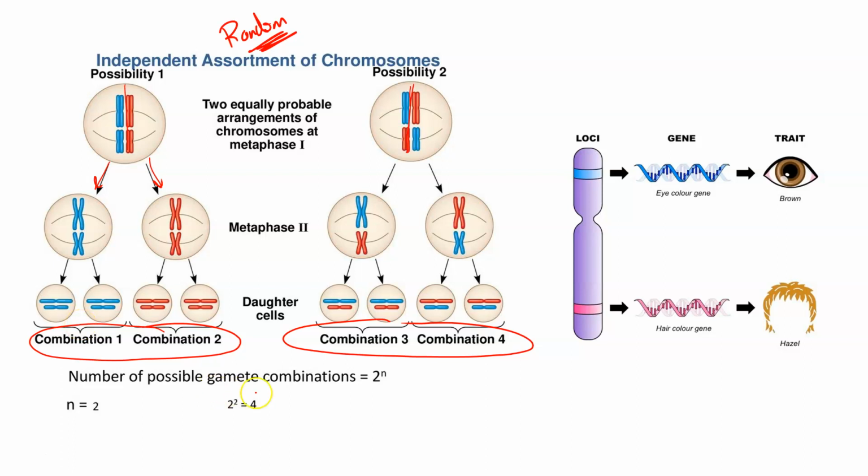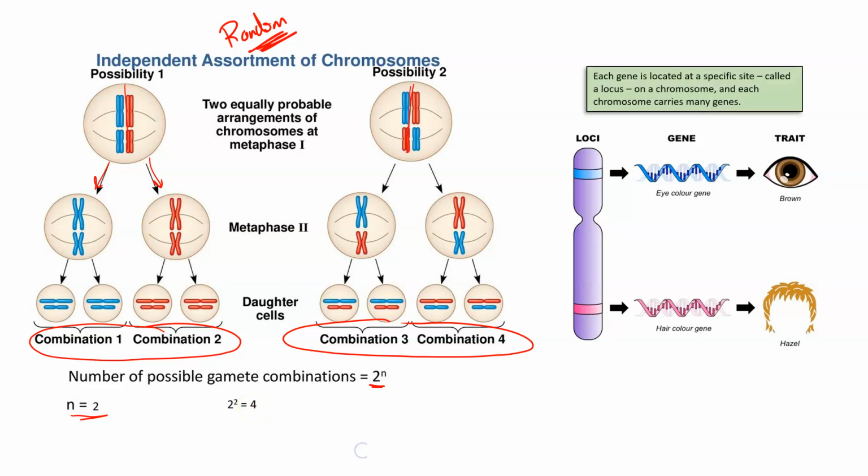Okay, the number of possible gamete combinations we always write out as 2 to the nth power, n being the number of chromosomes. In this particular case, n equals 2, so 2 to the second would be 4 total combinations. Okay, now we know that chromosomes contain genes.